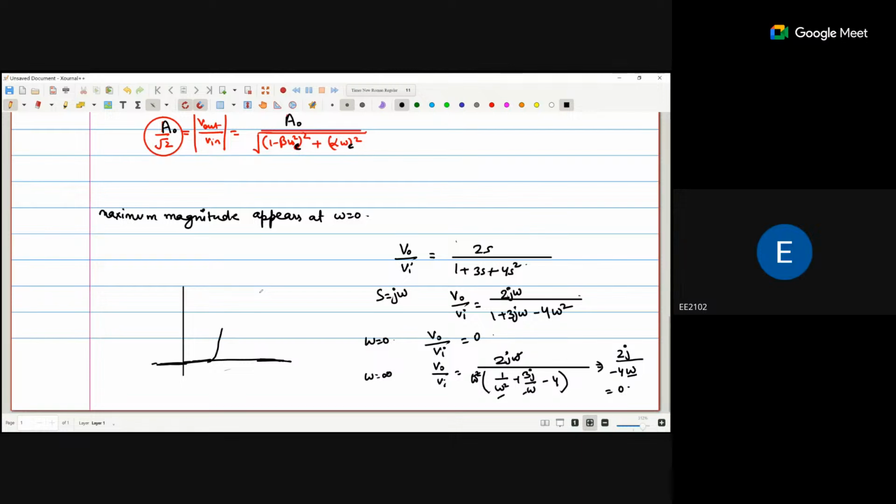If you set any other value, the graph will be like this. Like in this way. At intermediate frequency, the graph will be like this, because at lower frequency it is 0 and at higher frequency, infinity, it is 0. At intermediate frequency it is in between, so the magnitude increases. So the response is band pass.